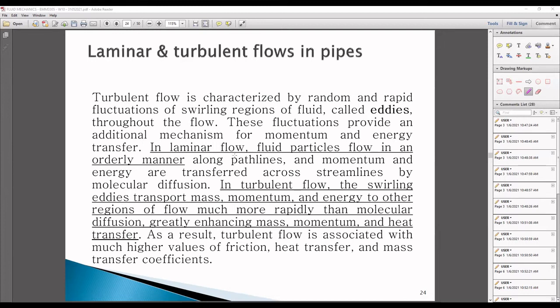In laminar flow, fluid particles flow in an orderly manner along path lines, and momentum and energy are transferred across streamlines by molecular diffusion. In turbulent flow, the swirling eddies transport mass, momentum, and energy to other regions of flow much more rapidly than molecular diffusion, greatly enhancing mass, momentum, and heat transfer. As a result, turbulent flow is associated with much higher values of friction, heat transfer, and mass transfer coefficients.